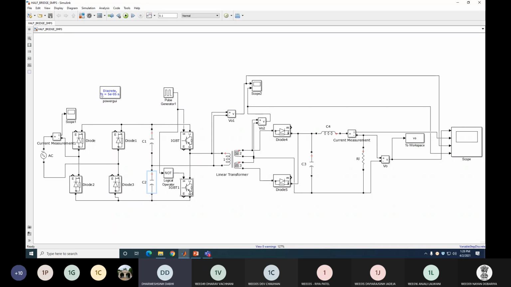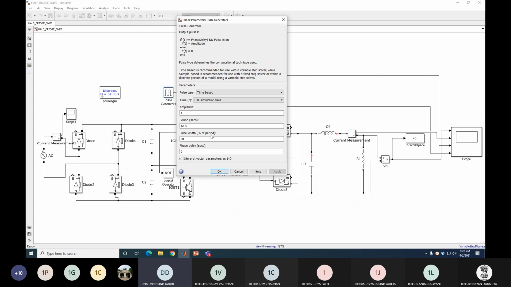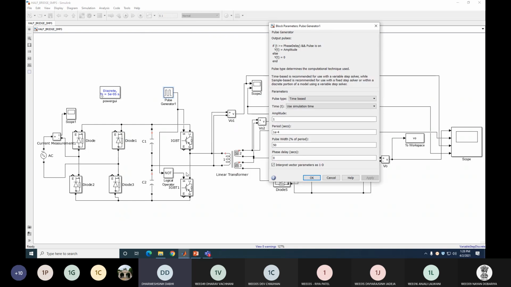So this is IGBT 1, this is IGBT 2. First I will turn on this one, then turn on this one. To turn on, we must provide a pulse generator, to which you provide the gate pulse. Here I want to generate AC of 10 kHz frequency. So write down the period of 10 kHz. It means 1 divided by 10,000, so it is 10 raised to minus 4 seconds, the period of one cycle of 10 kHz. Then the pulse width is 50%. It means that for 50% of the time IGBT 1 is on, and for the remaining 50% of the period IGBT 2 is on.